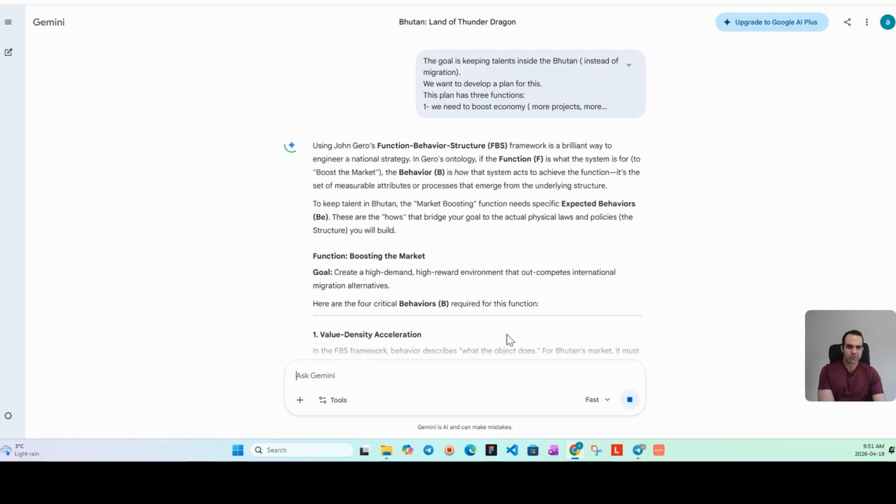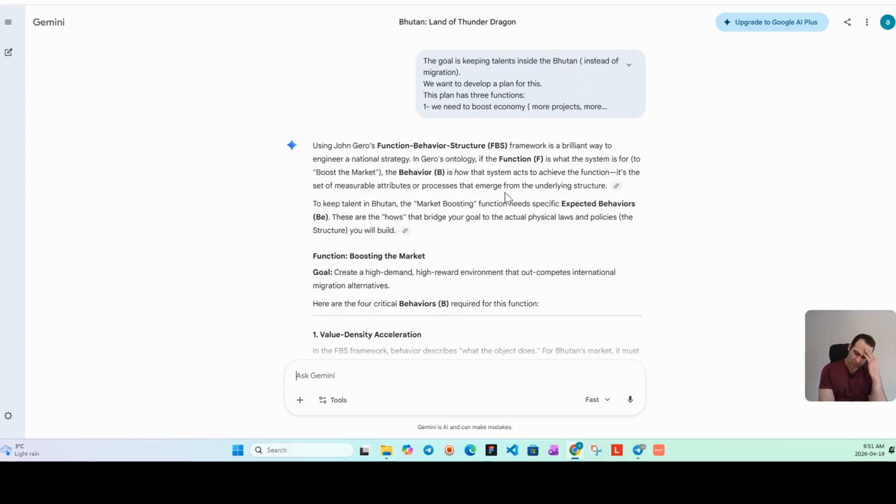Using Django's function FS framework is a brilliant way to engineer a national strategy in Jero's ontology. If the function is what the system is for, boost the market, the behavior is how the system acts to achieve the function. It's the set of measurable attributes or process that emerge from the underlying structure.